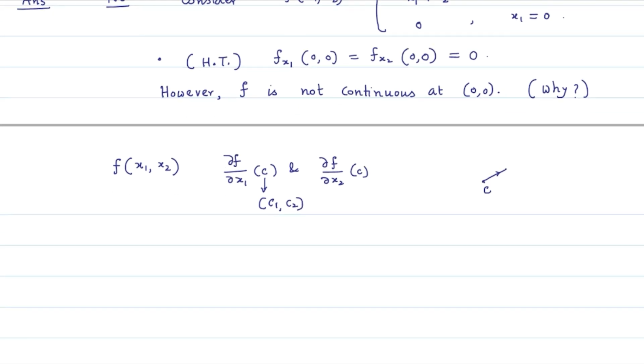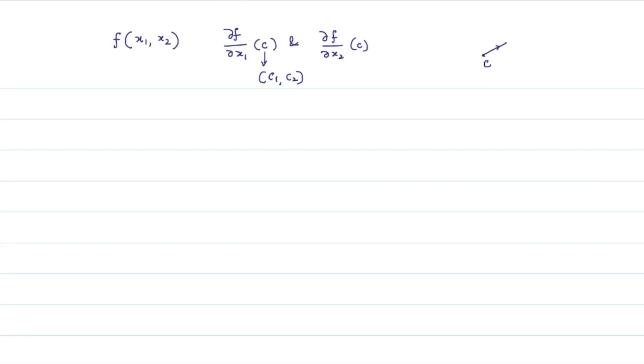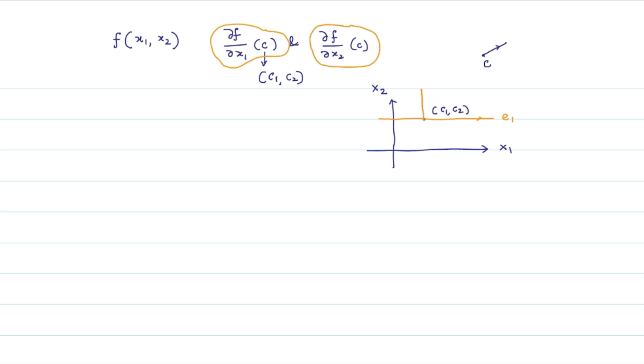Now you notice that while calculating these two partial derivatives, we are actually analyzing the instantaneous rate of change of the function f along the direction of the x1 axis and the instantaneous rate of change of the function along the x2 axis. So the existence of these two partial derivatives is effectively informing us there is a finite and definite instantaneous rate of change of the function along this direction and along this direction.